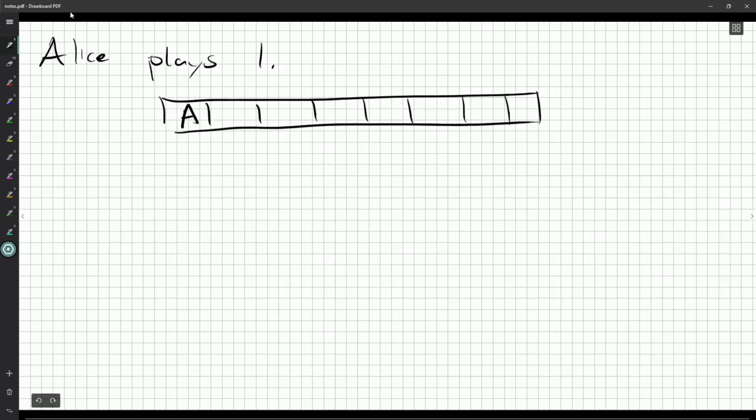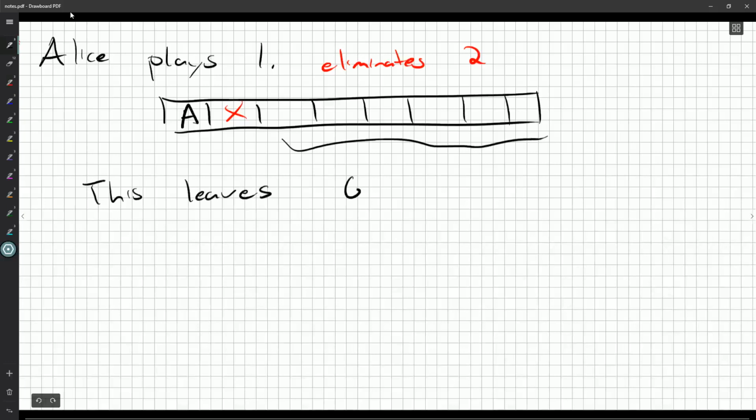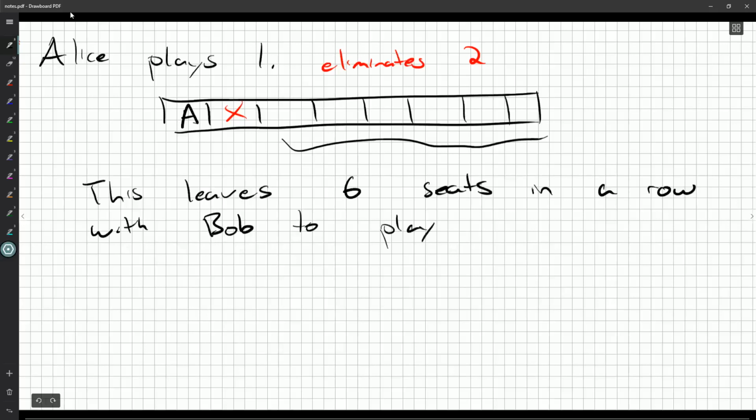So Alice plays here. This eliminates 2. And then, well, this leaves 6 left over, so this leaves 6 seats in a row with Bob to play. And by our work in B, so in B we said Alice will win if it's just 6 seats, if N is 6, but that's because Alice played first. So by B we know if N equals 6, the first player wins.